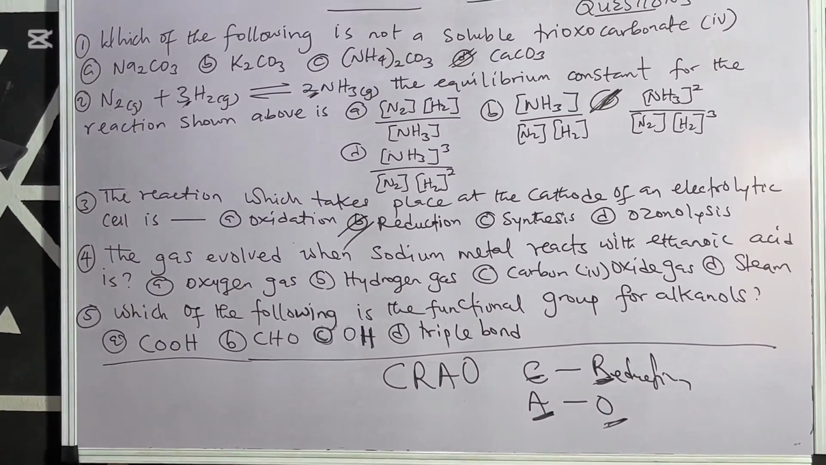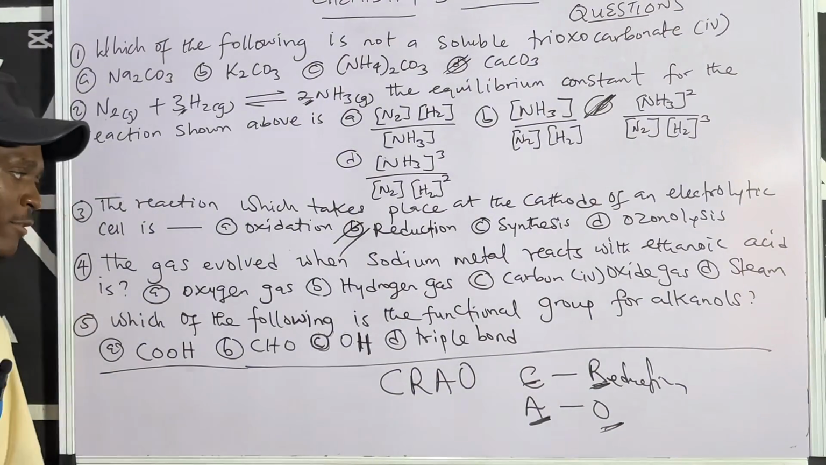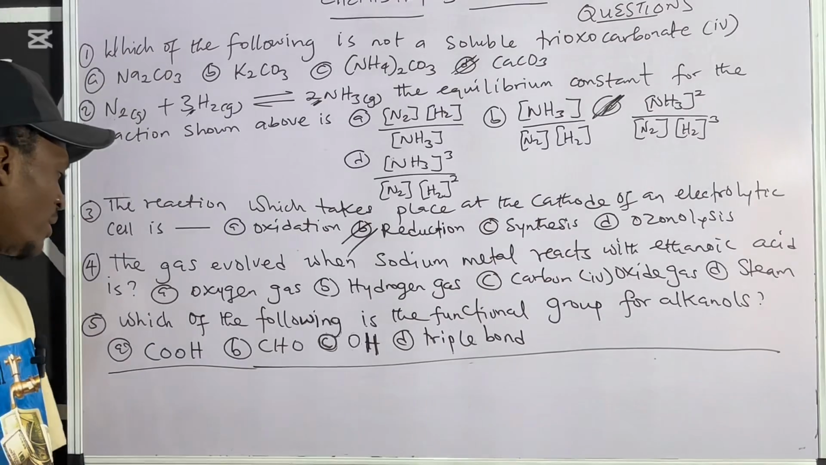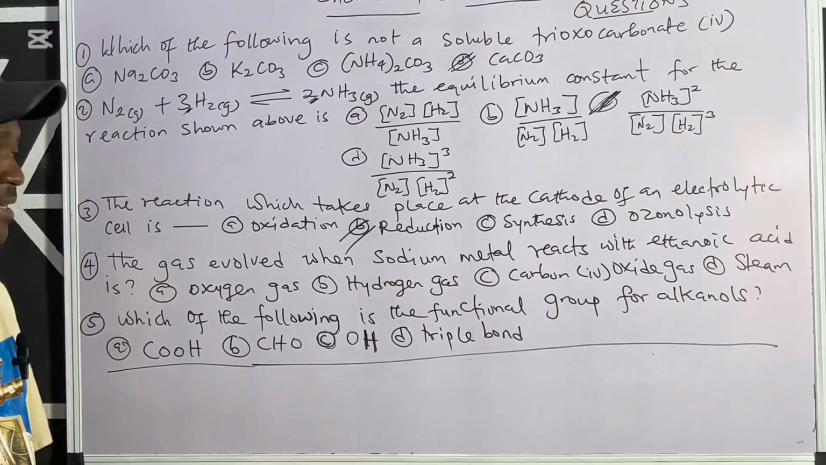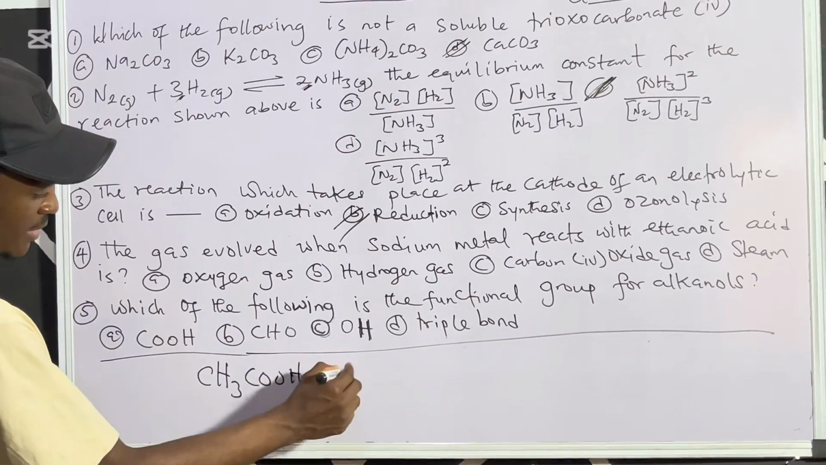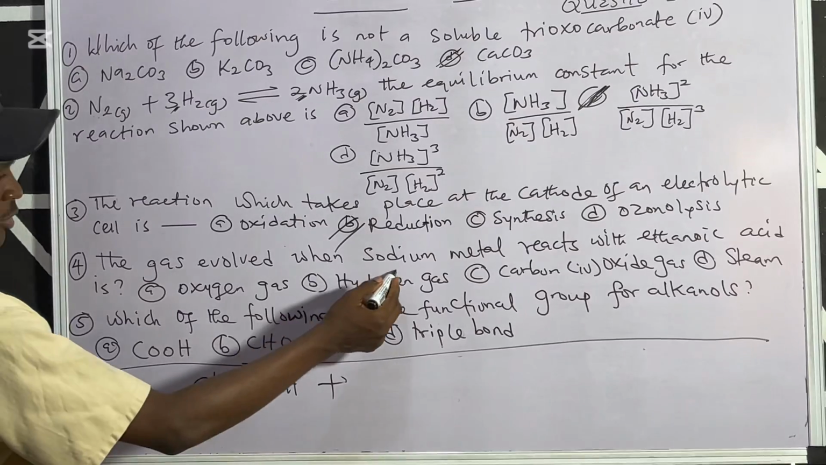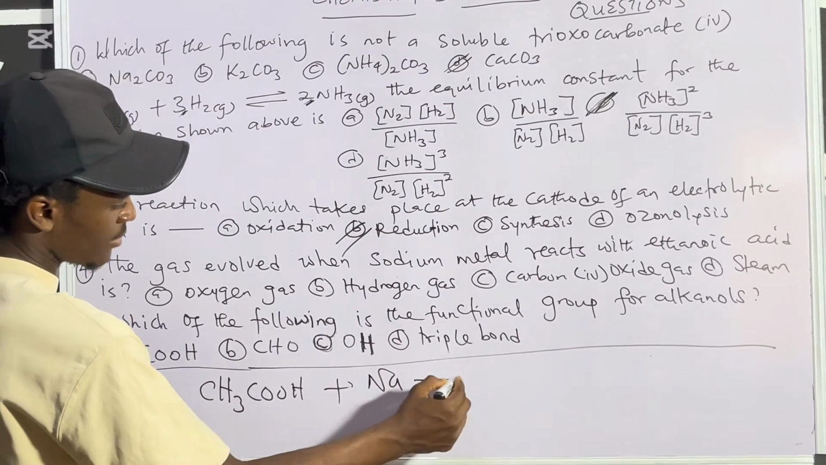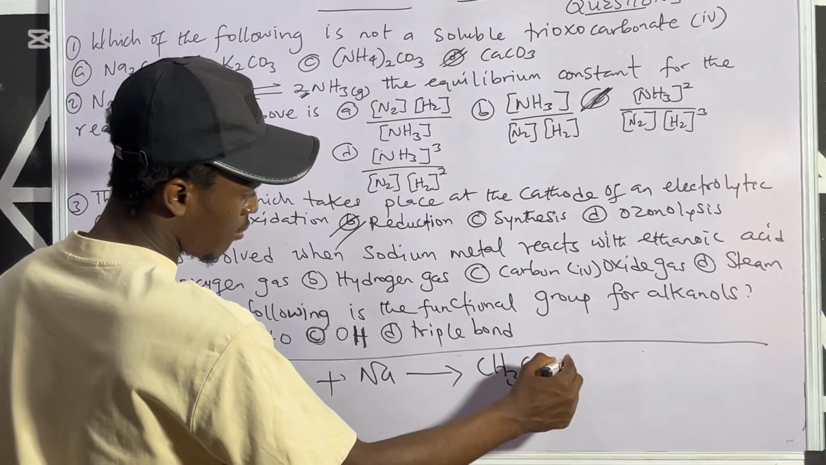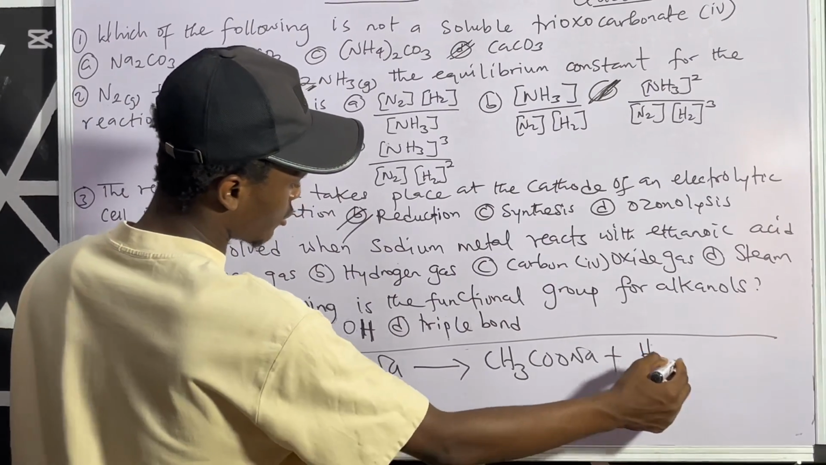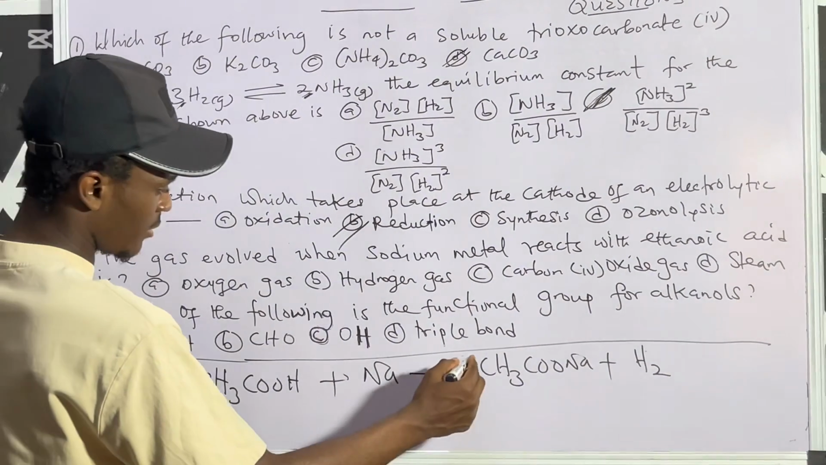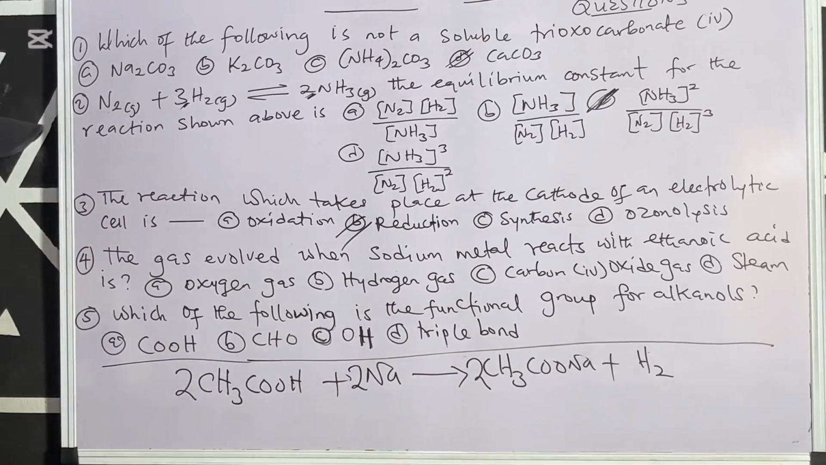The next question, number 4. The gas evolved when sodium metal reacts with ethanoic acid is, now what's ethanoic acid? Ethanoic acid, the formula is CH3COOH, then plus, then we have sodium metal, which is Na. So when we carry out this reaction, we have to obtain CH3COONa, then plus what? H2. So when we balance the reaction, we should be having 2, and then we should be having 2 and 2. So this reaction is balanced.